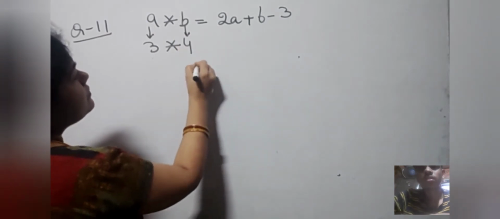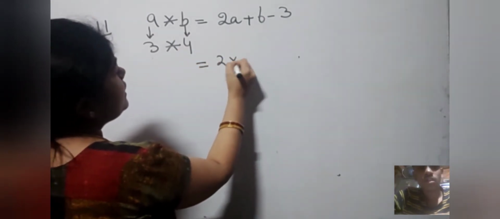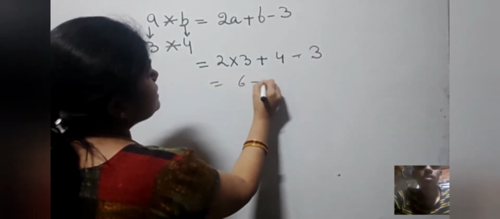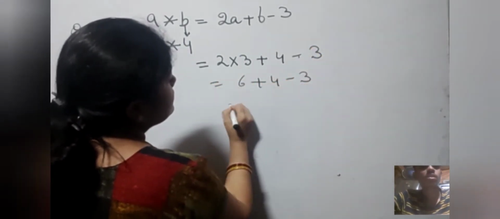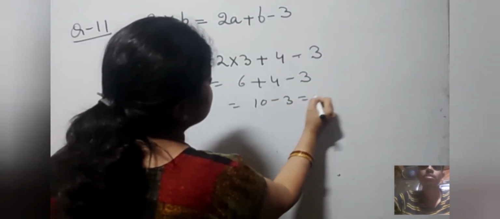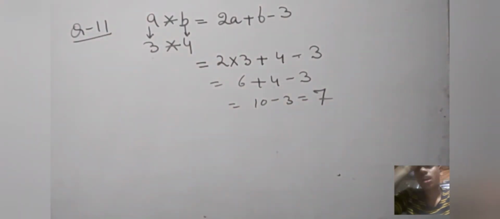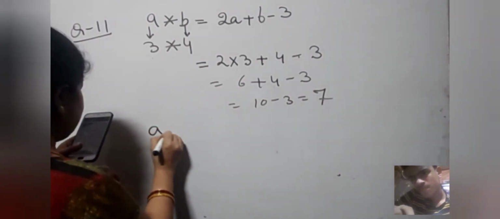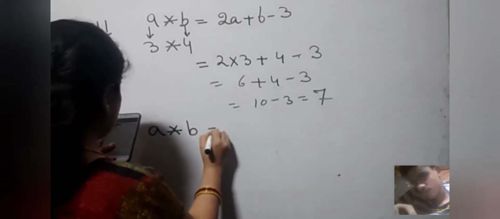Put 3 in place of A, 4 in place of B. So 2 into 3 plus 4 minus 3. That is 6 plus 4 minus 3. That is 10 minus 3, which is equal to 7. 7. Clear?